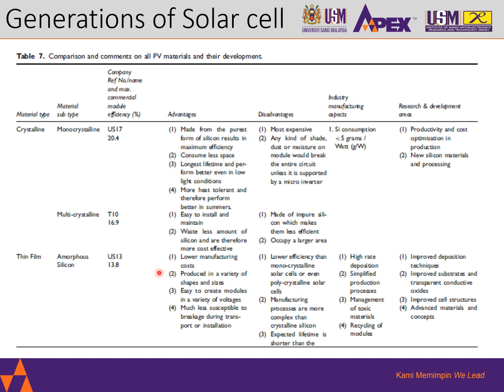So the disadvantages of this kind of amorphous silicon thin film are, of course, the lower efficiency than monocrystalline for sure, or even polycrystalline solar cell. That is so unfortunate. And the manufacturing processes are more complex than crystalline silicon. This is going to contribute to the more expensive cost. And however, the expected lifetime is shorter than these two, and this is very unattractive for this type of substrate.